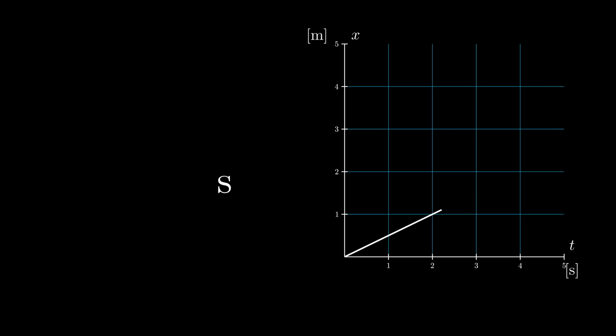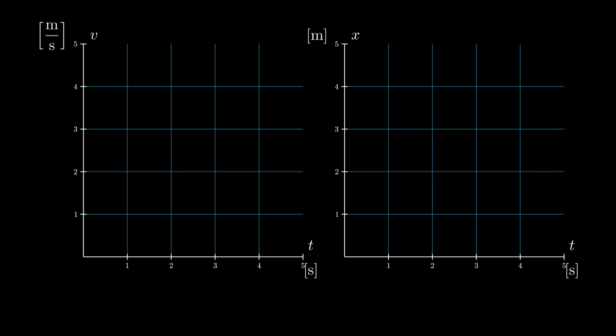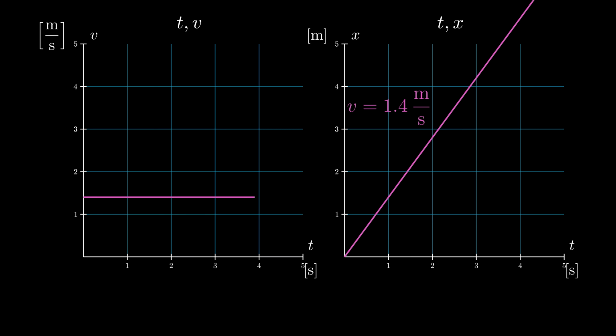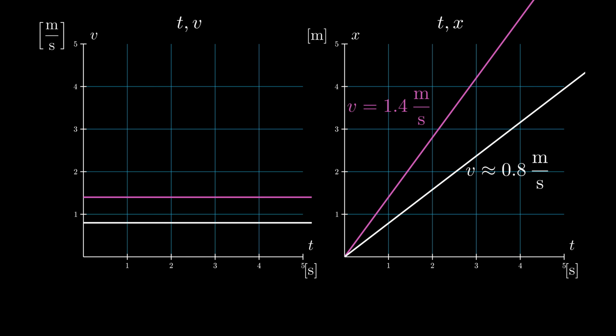Let's draw another coordinate system on the left, where the y-axis represents velocity instead of position, and the unit of velocity is meters per second. This is the time, velocity coordinate system. Let's study how these two coordinate systems are related. In the position coordinate system, the physical slope of the lines is the velocity. Because the motion is uniform, a horizontal line is drawn in the velocity coordinate system at 1.4 meters per second, and similarly, the line from the position coordinate system corresponds to a horizontal line drawn in the velocity coordinate system at 0.8 meters per second.